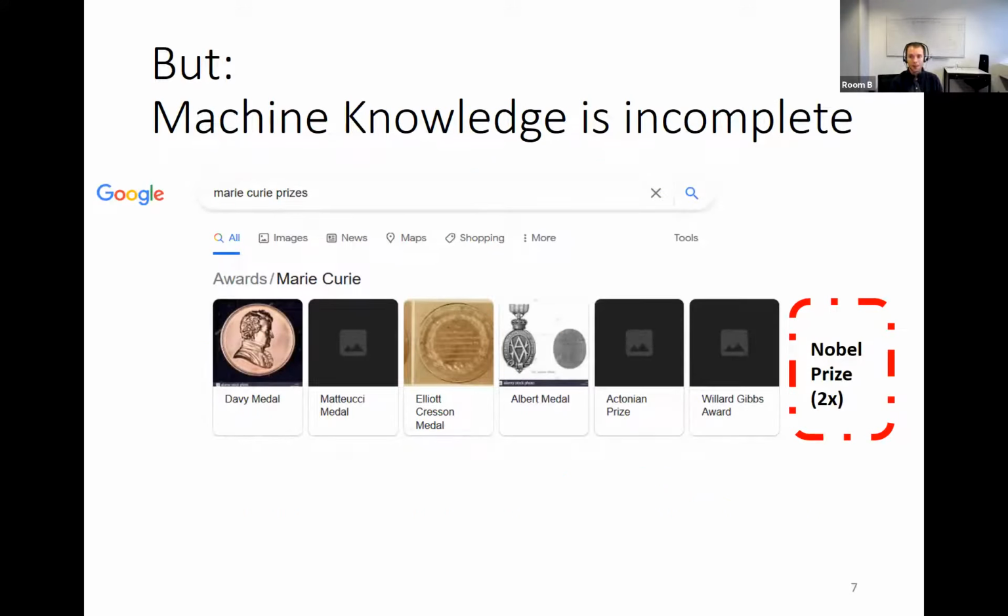I apologize that this cannot be reproduced anymore. That's what I got 3 weeks ago in Google when I asked for Marie Curie prizes. It gave me a list of prizes, but it missed the ones that most obviously are the important ones. Marie Curie won the Nobel Prize, not just once, but twice. And this was not shown in the interface.